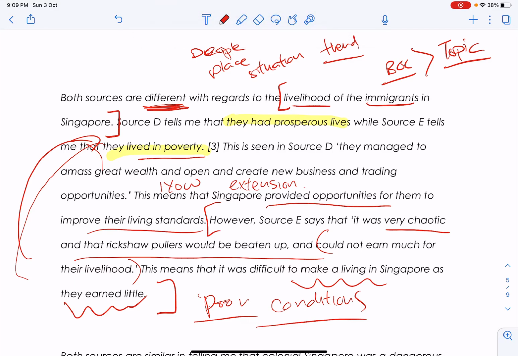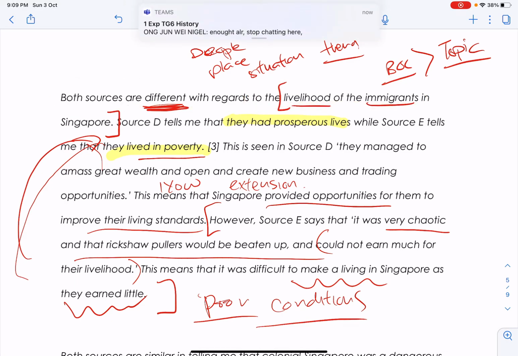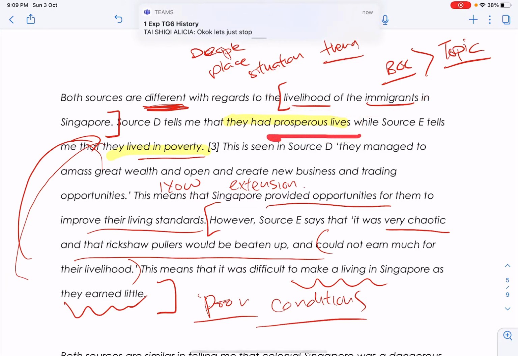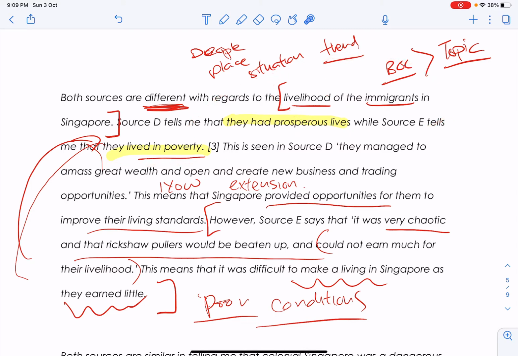Again, just to repeat one more time, start off with ATQ, write the word different. Then after that, write the BOC, the topic: livelihood of the immigrants. Then after that, tell me the inference from both sources based on this same topic. D tells me prosperous lives, E tells me poverty. Contrasting inferences, but they are both based on the same topic. Then after that is your evidence explained of source D. However, then your evidence explained of source E. And that is how you do the difference paragraph.